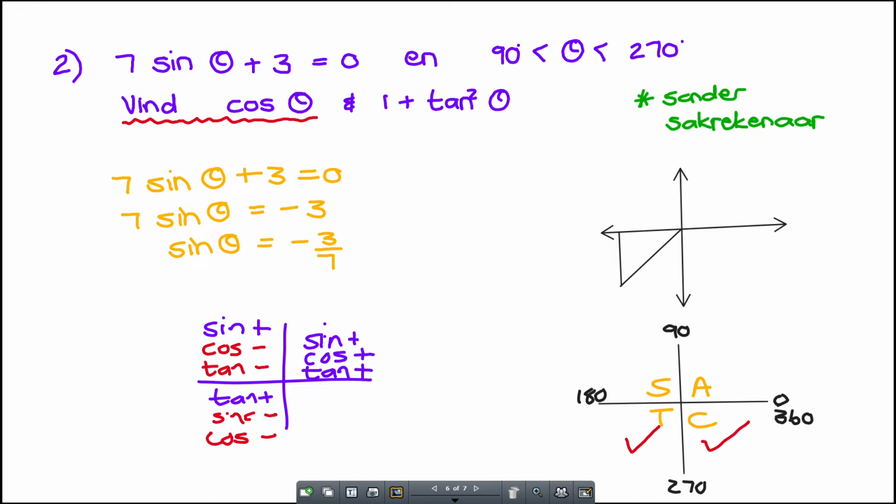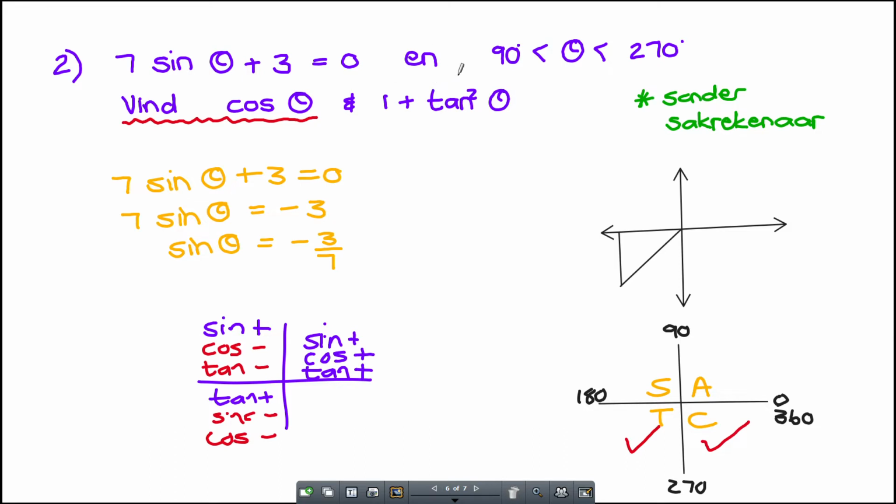Is julle nou nog by? Stop my as jy dadelik weer nie iets by sê. Jonique, jy ook, né? Okay, is die res van julle nog fyn? Okay, maar dis nie al wat vir my gegee is nie. They said 7 sin theta plus 3 is equal to 0. Okay, dit het ons uitgesort.